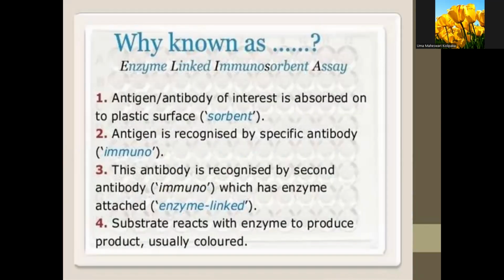So why known as enzyme-linked immunosorbent assay? Antigen or antibody of interest is absorbed onto plastic surface, that is sorbent, and antigen is recognized by specific antibody, that is immuno. This antibody is recognized by a second antibody which has enzyme attached, enzyme linked. Substrate reacts with enzyme to produce product, usually colored product. So enzyme linked immunosorbent assay.